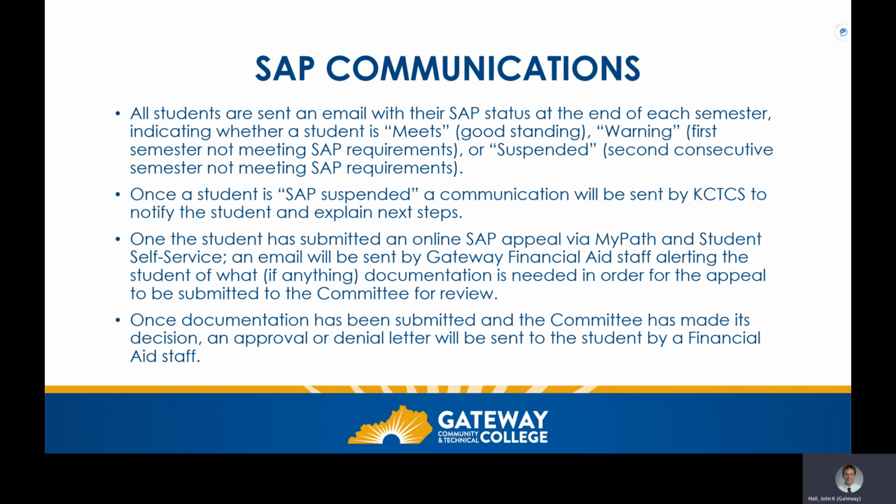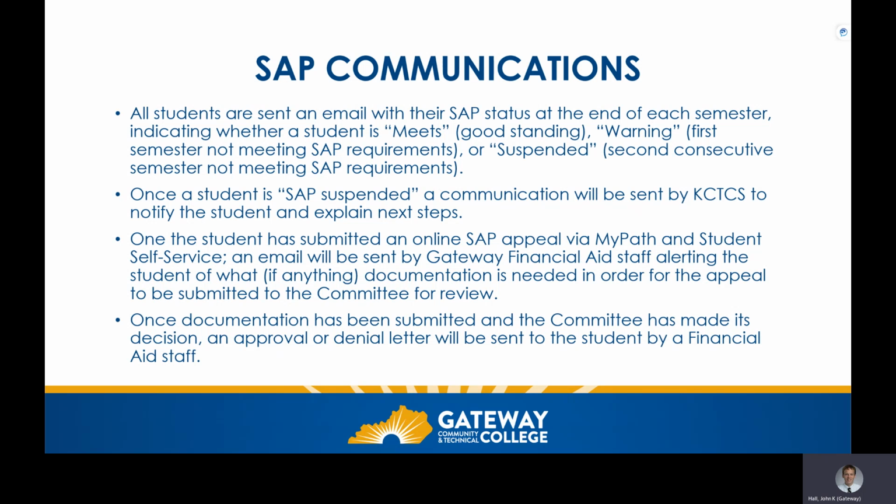A warning is just what it says. It's a warning. Students can continue getting financial aid, but they must do better in order to get off of that SAP warning status, or else they will be moved to suspended. When a student is marked SAP suspended, they are no longer eligible to receive financial aid. They can continue enrolling in classes, but no eligibility for financial aid unless they submit an appeal and it's approved.